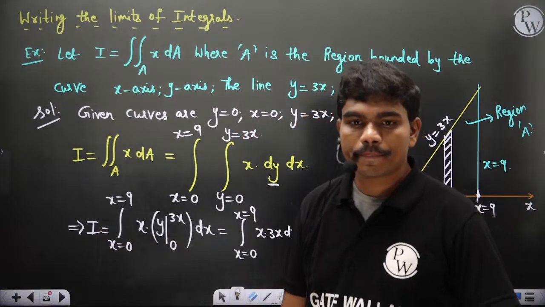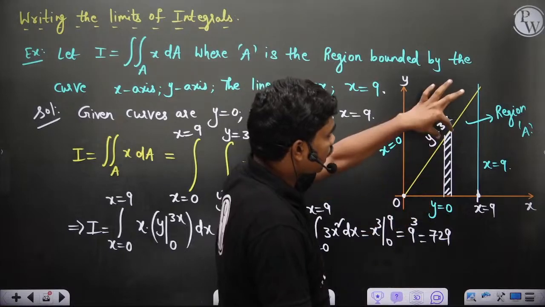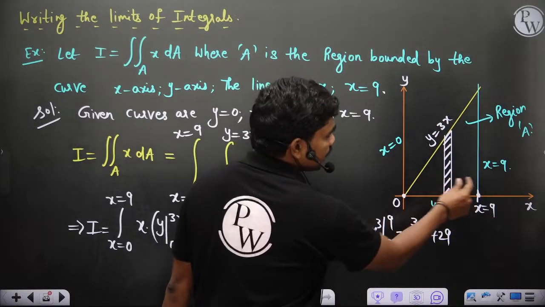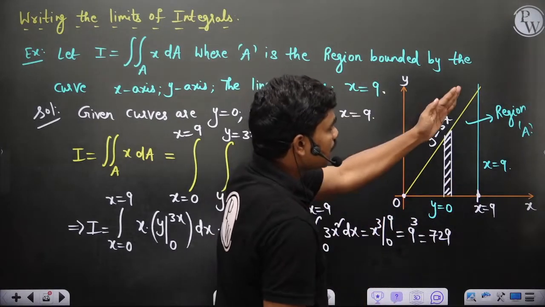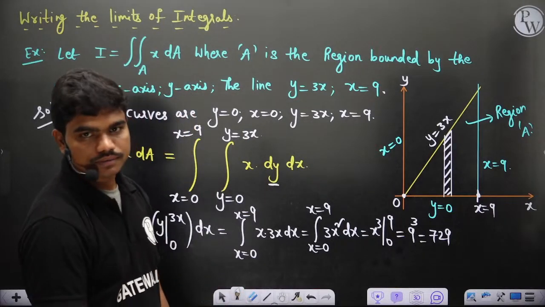Y equal to 3x is not clear, sir. If you move this strip, see, the lower bound is y equal to 0 always. You take this strip and move it anywhere in this region, the lower boundary is always given by y equal to 0 and the upper boundary is given by this line. So the equation of that line is y equal to 3x.